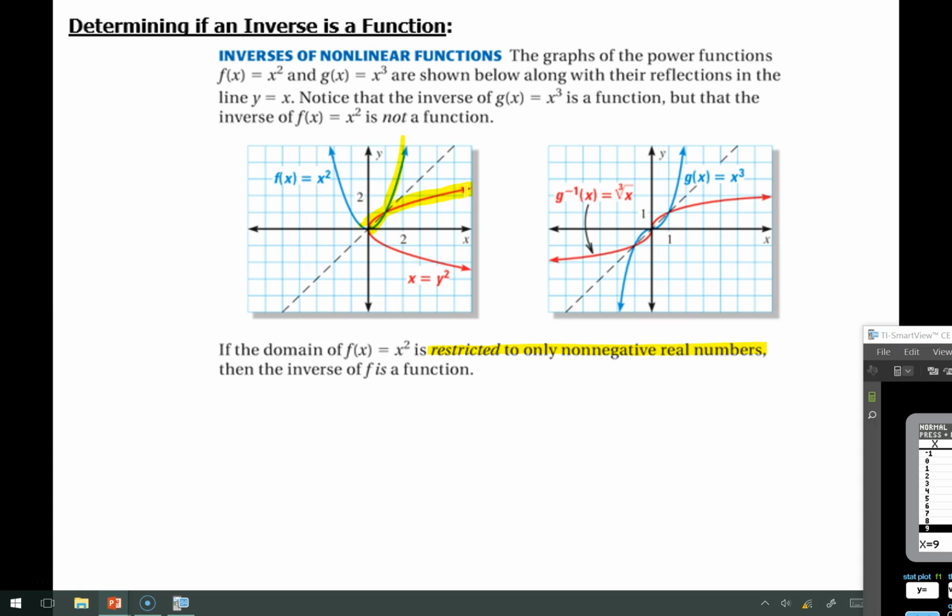Now, with the cubic function, in blue here, you've got the original cubic function. When it got flipped to be the inverse, notice that this inverse, this red line, passes the vertical line test, which means it's also a function. It's one-to-one. It's only the quadratics, the ones that fail the vertical line test when we flip, that we have to restrict.